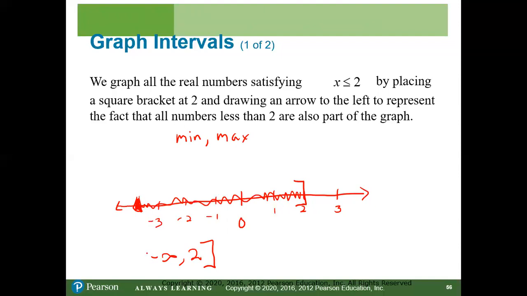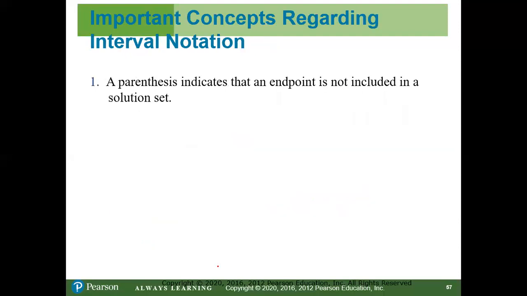-infinity is an idea, it's not a number, right? So it never gets there, so we are going to use a parenthesis here at -infinity because it is approaching -infinity. It doesn't actually get there. Where over here, it actually gets to 2. That is the maximum value because it's less than or equal to 2. So we used a square bracket.